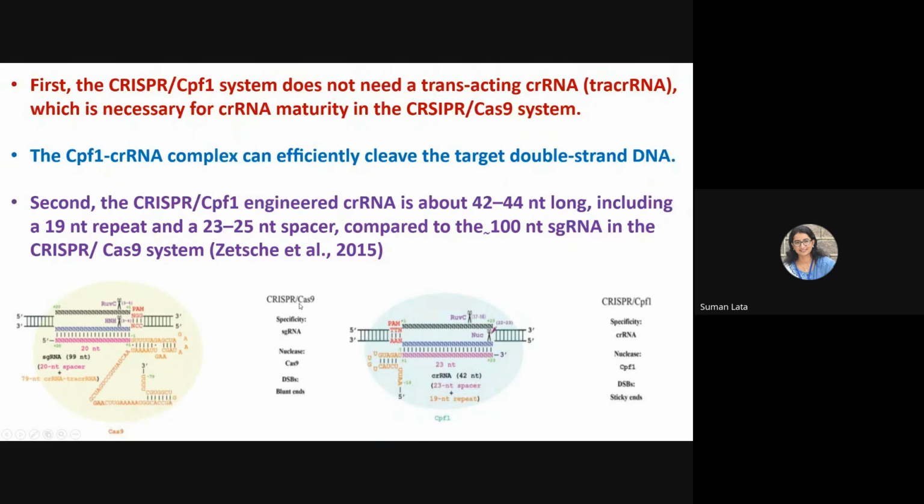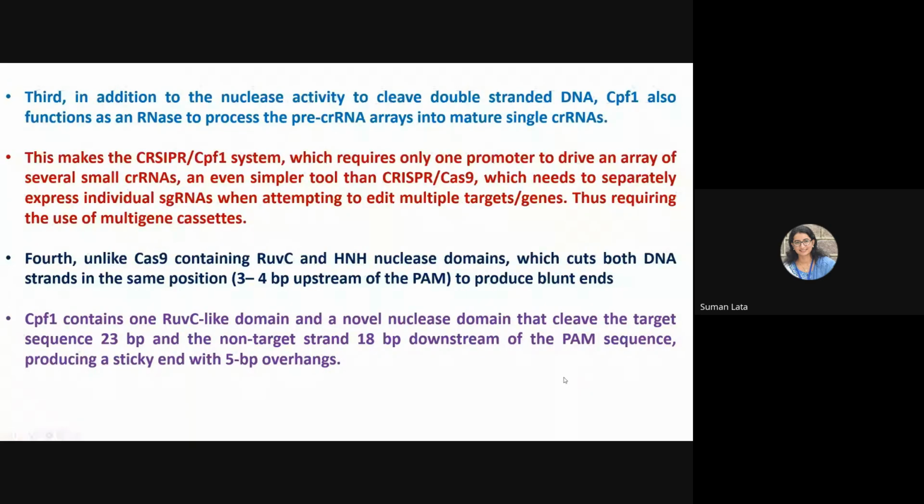So here we can see the differences. The specificity is provided by the single guide RNA, sgRNA. The nuclease is here the Cas9 and here CPF1, and the double-stranded break which is created is blunt end, and here it is sticky end. In case of CPF1, it also functions as RNase to process the pre-CRISPR RNA into mature single CRISPR RNAs.